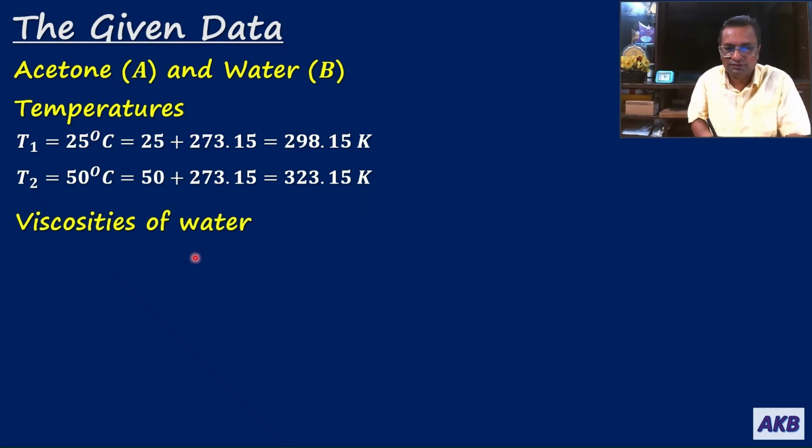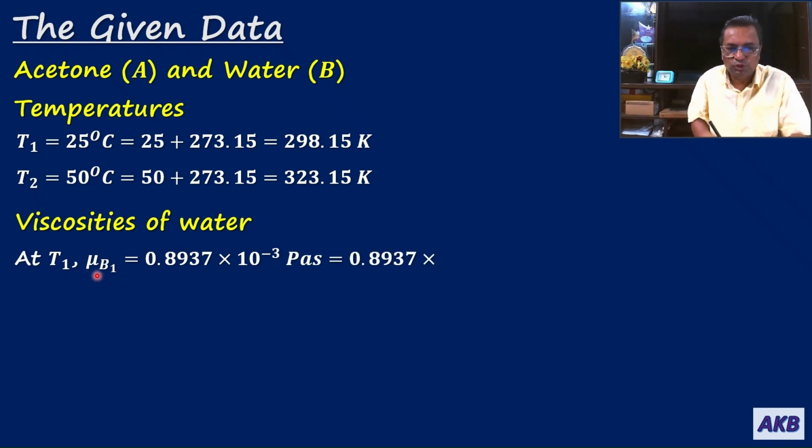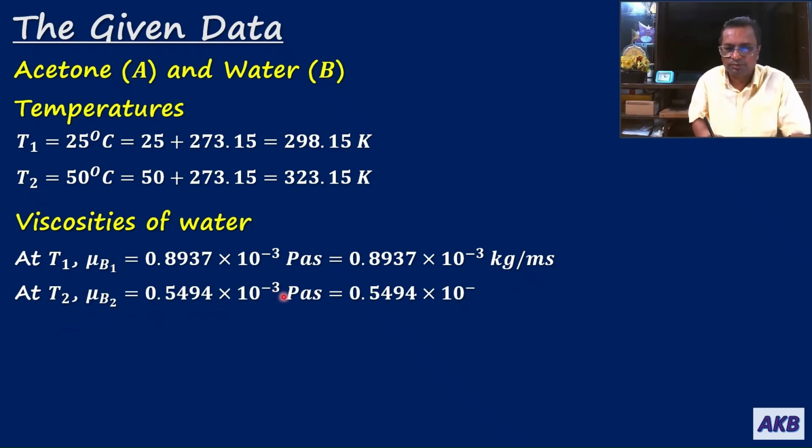Then viscosities of water at the two temperatures are given to us. At T1, viscosity of water, let it be mu B1, that is 0.8937 × 10^-3 Pascal second. Pascal second is nothing but kg per meter per second. So that is 0.8937 × 10^-3 kg per meter per second. Then at T2, mu B2 is 0.5494 × 10^-3 Pascal second, that is 0.5494 × 10^-3 kg per meter per second.